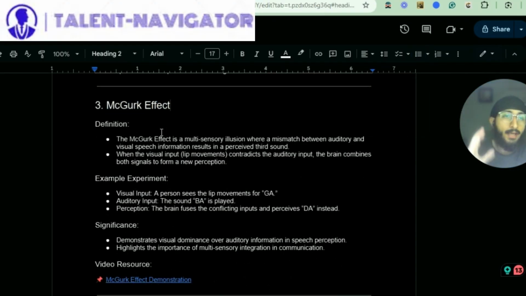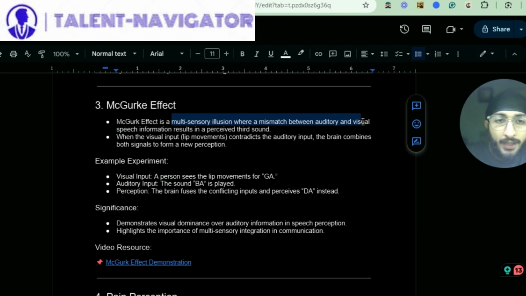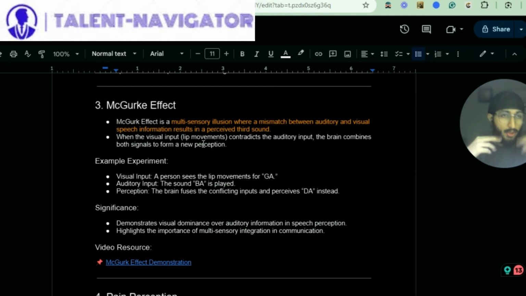So, thirdly, we cover the McGurk effect. The McGurk effect is a multisensory illusion where a mismatch between auditory and visual speech information results in a perceived third sound. When the visual input, the lip movements, contradicts the auditory input coming out of your mouth, the brain combines both signals to form a new perception, a third sound.